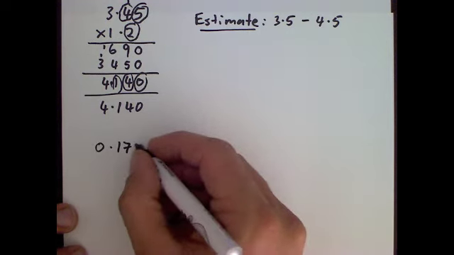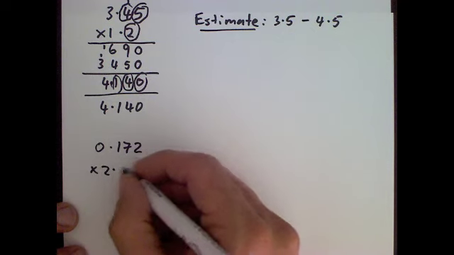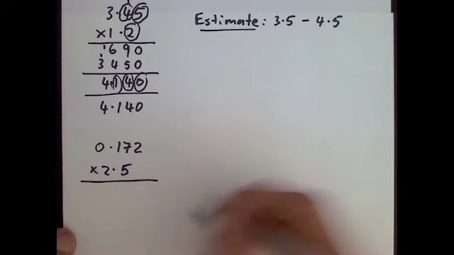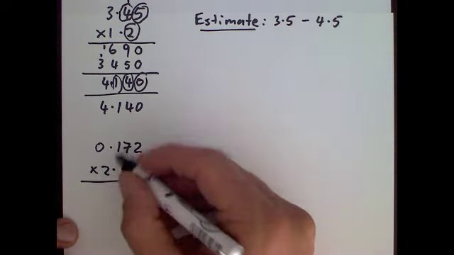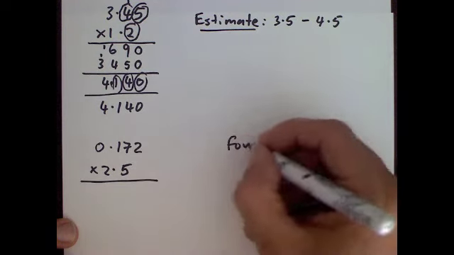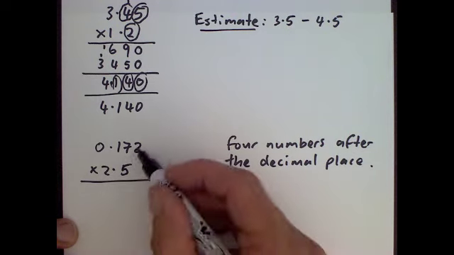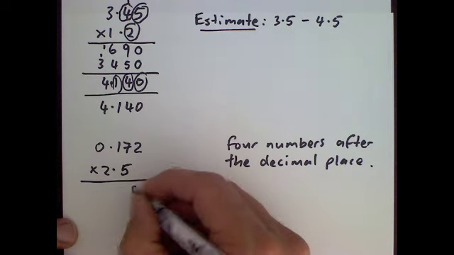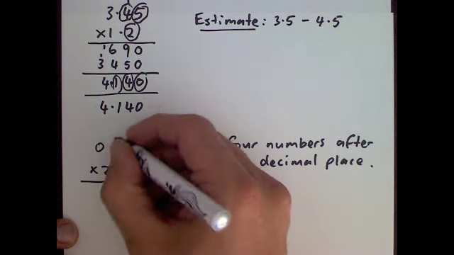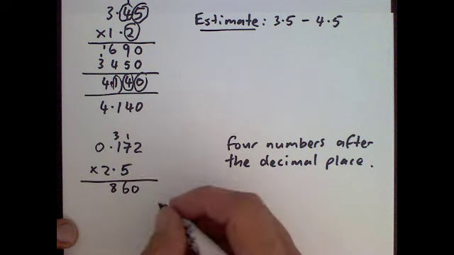Alright, we're going to look at a slightly harder example here. So 0.172 multiplied by 2.5. Okay, so let's think about this. Now, how many numbers would be after our decimal place? There should be 1, 2, 3, and 4 numbers after our decimal place there. Alright, let's do our column multiplication. So 5 times 2 is 10. We put the 0 down. We carry the 1. 5 sevens are 35, plus that 1 there is 36. And then we carry that 3. 5 ones are 5, plus 3 gives us our 8.